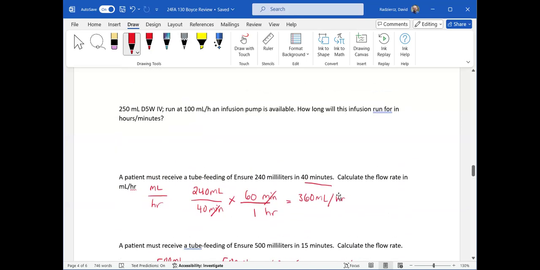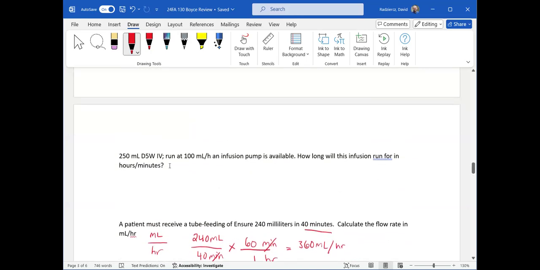But I'm going to come back up here and we're going to talk about this one here. In this question, we have 250 milliliters of an IV running at 100 milliliters per hour. And the question is, how long will it run for? Basically, when will it be done? So what I'm asking for is how much time will have gone by at 100 milliliters per hour for 250 ml.